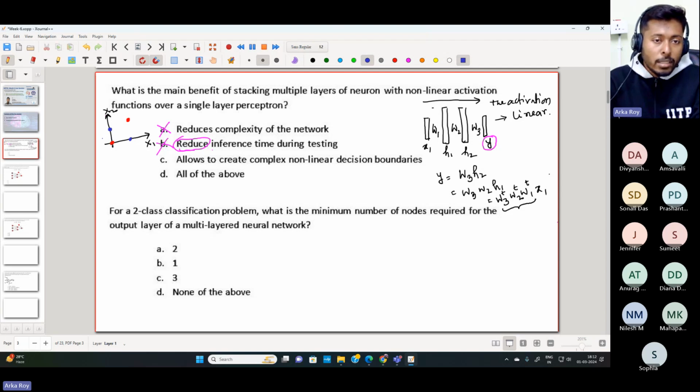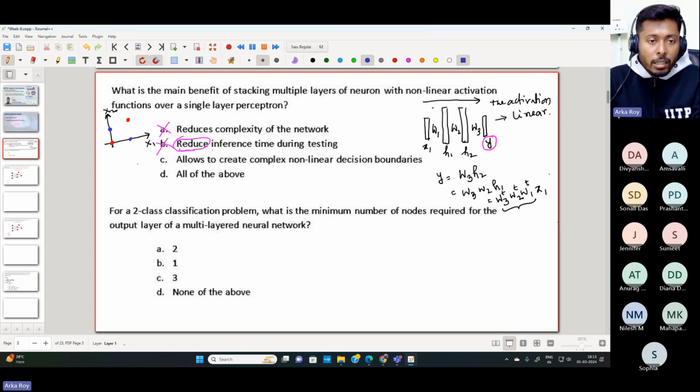To solve these non-linearly separable problems, we basically stack a number of hidden layers, because we hope that if we put a number of hidden layers followed by nonlinear activation in the hidden layer, the features may get transformed into another domain, which can make this non-linearly separable problem into a linearly separable problem.